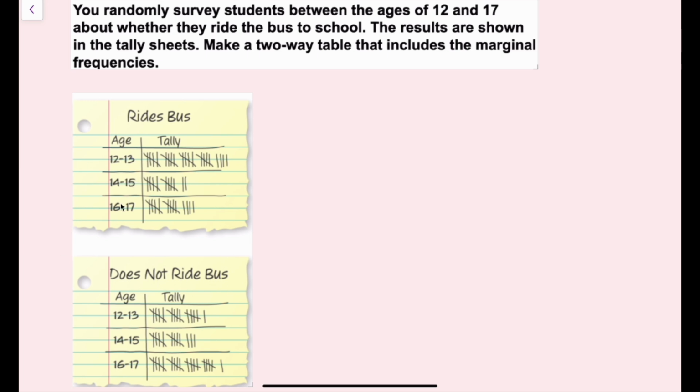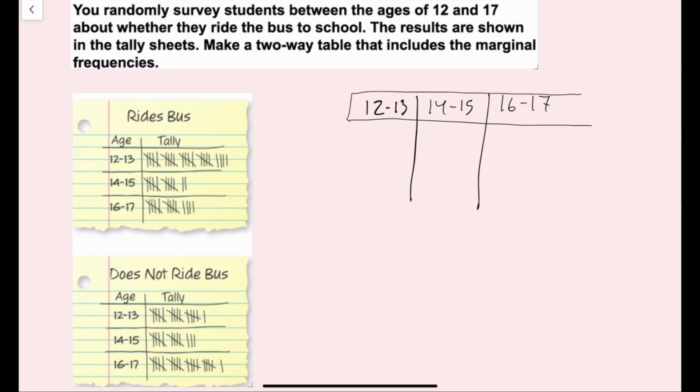All right, so I have my ages, which are 12 to 13. So I'm going to write that down here. 12 to 13 is one category. And then I have 14 to 15. And then I have 16 to 17. So these are my ages. And then I also have whether or not someone rides the bus or does not ride. So I'll break this up here.